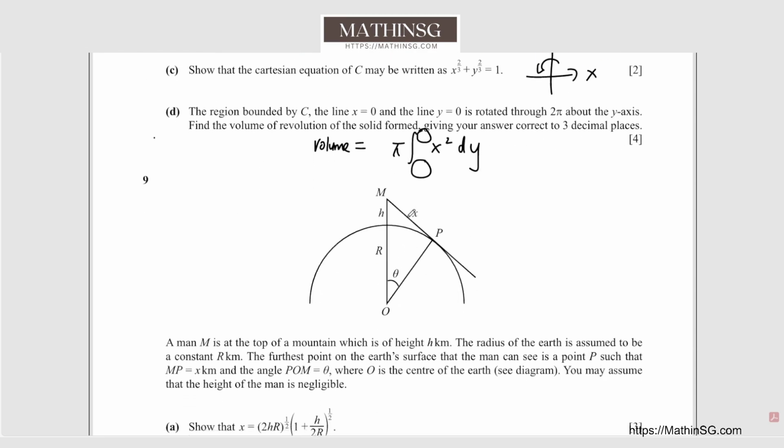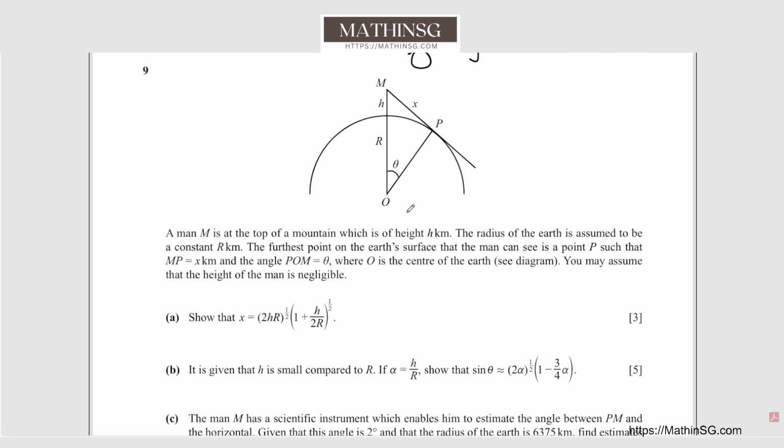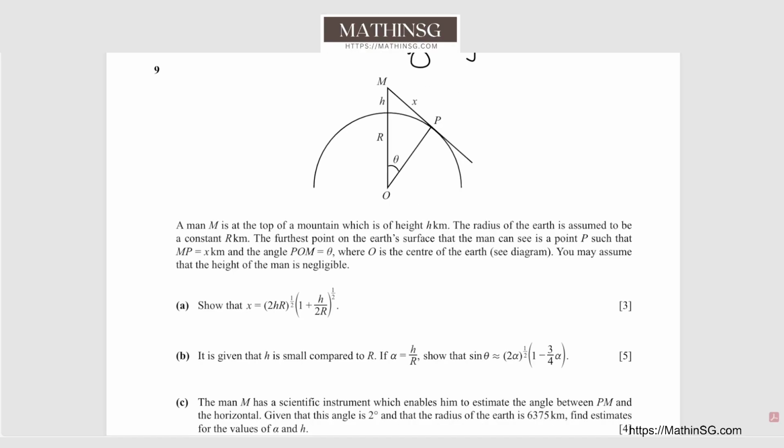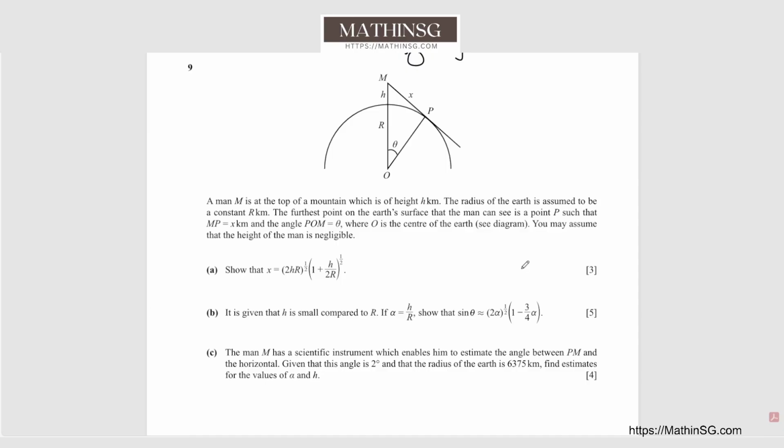Now moving on to question 9. Okay, maybe I should make it smaller. Okay, done. So now we have question 9. The man M is at the top of the mountain, which is of height h kilometers. So from here to here is h. The radius of the earth, here to here, is r. It's constant. The furthest point on the earth's surface that the man can see is point P, such that MP equals x, where O is the center of the circle. So we have theta here and O is the center of the circle.